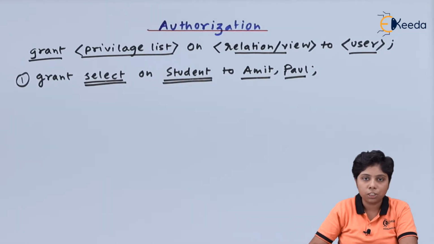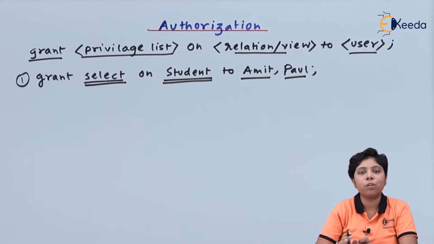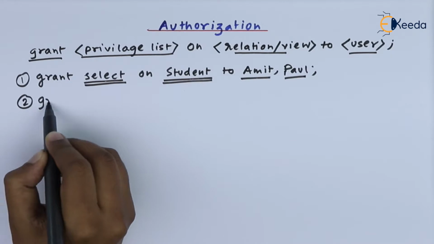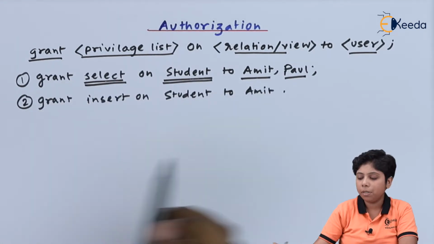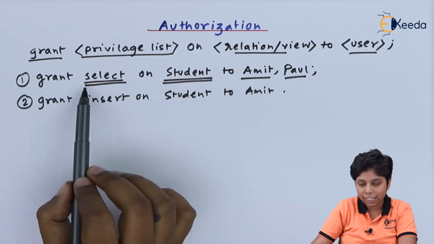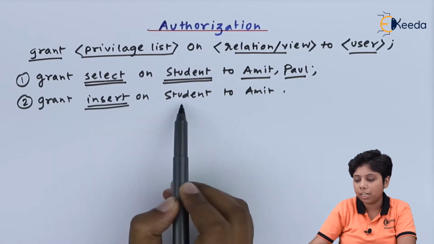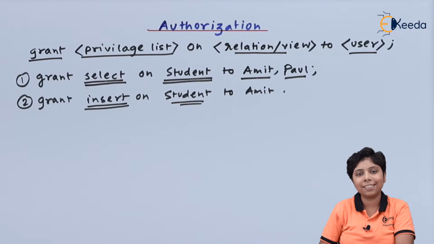Next is the insert privilege. The insert privilege is given to the user to allow him or her to insert some values in the existing relation or view, and that can be given as follows. So here Amit and Paul have been given the select privilege on student, but only Amit has the insert privilege on the student, so that he can insert values into the existing relation student.